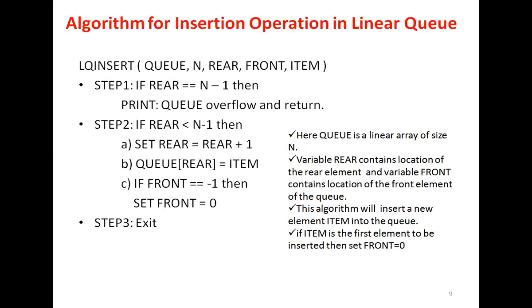Okay, and the rear value and front value will also be given. Rear value and front value give the current status of the queue. From that we can know whether the queue is empty or full. That's why these are the input values given to this algorithm. So the Q array, the size of the queue, rear and front values are given, and the data item that is to be inserted into the queue is also given as input.